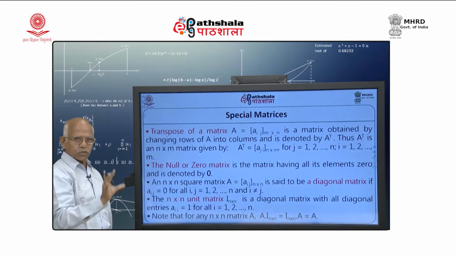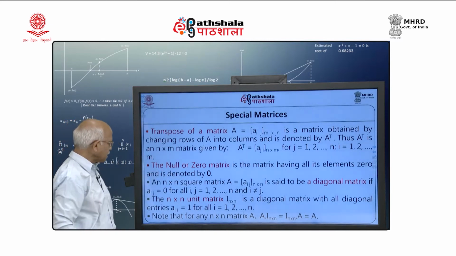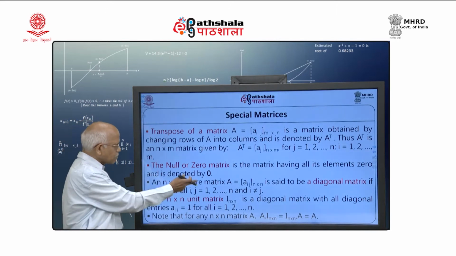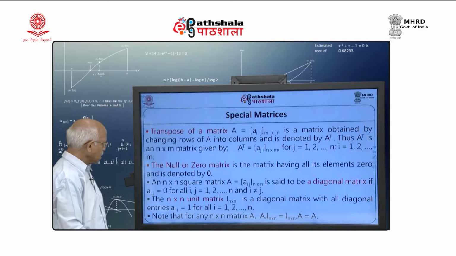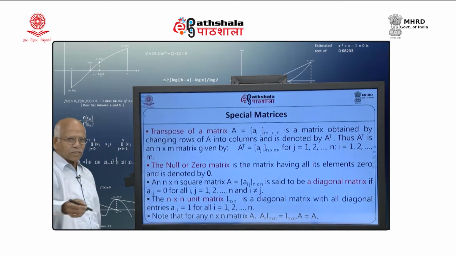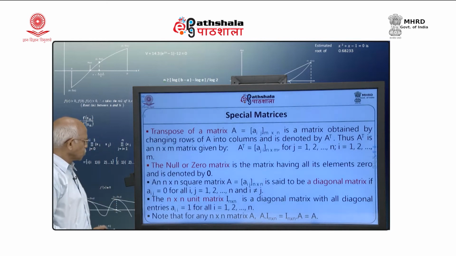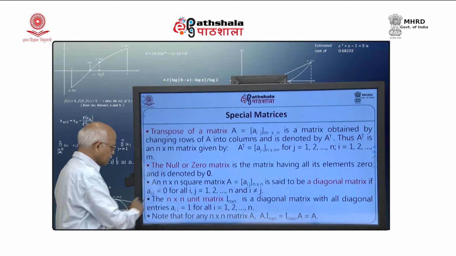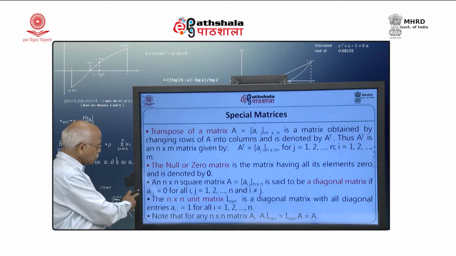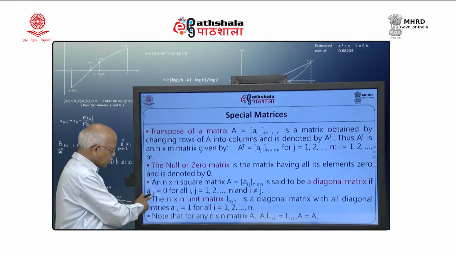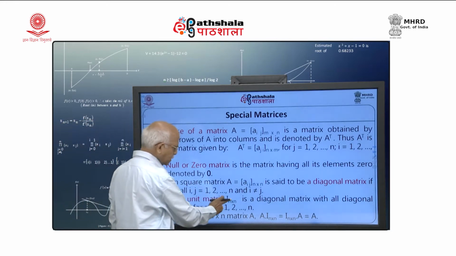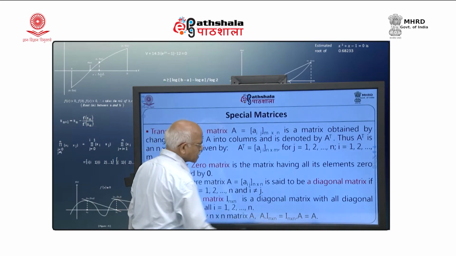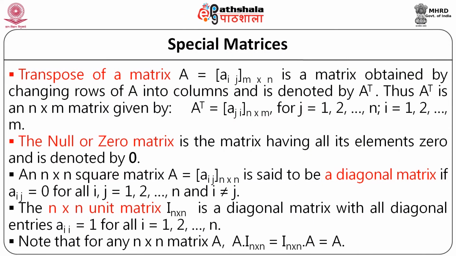So, if I get 0 everywhere, I will get the zero matrix. An n cross n square matrix A is said to be a diagonal matrix if except for the diagonal elements, all elements are 0. And the n cross n unit matrix, if I want to define it, I will do it as I n cross n, a diagonal matrix with all diagonal entries as 1.